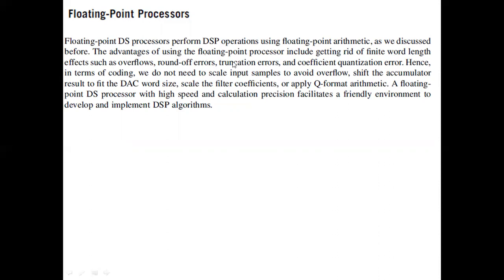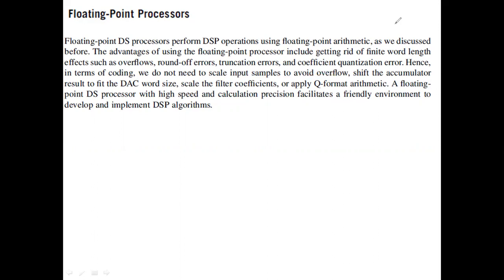Let us see. The advantages of using the floating point processor include getting rid of finite word length effects such as overflows, round off errors, truncation errors, because you have a very large dynamic range that adds to the advantage. Coefficient quantization error won't happen, right? As I told you, in a Q15 notation, 2 to the power minus 15, that's the kind of error you can have. That's a catch here. It is not there. In terms of coding, no need to scale the input samples to avoid overflow. So the programming is going to be much more simple. Okay, so let us see a processor.